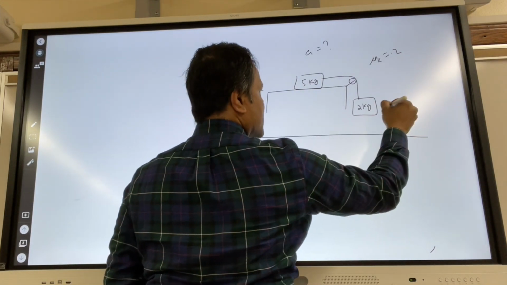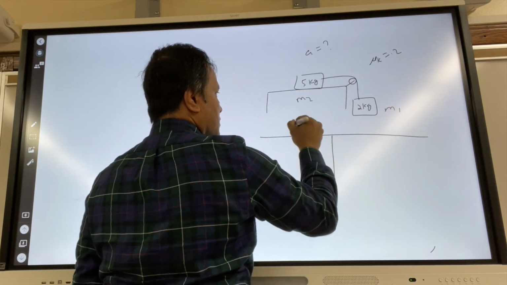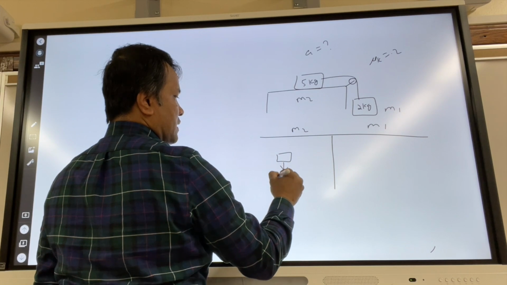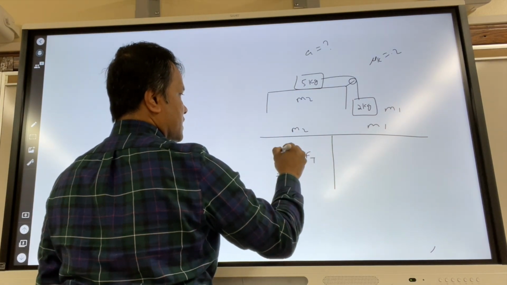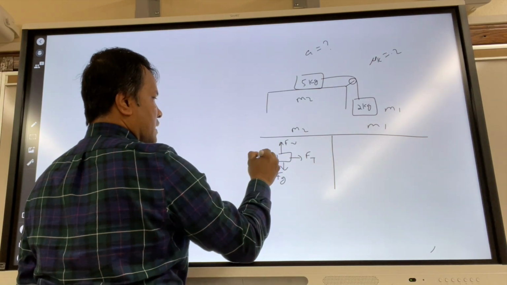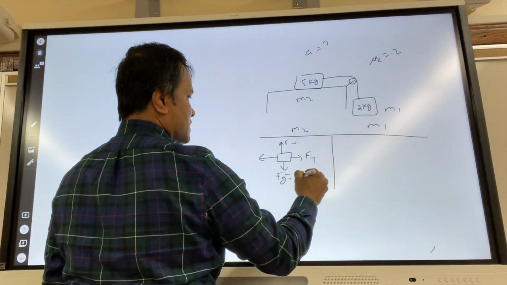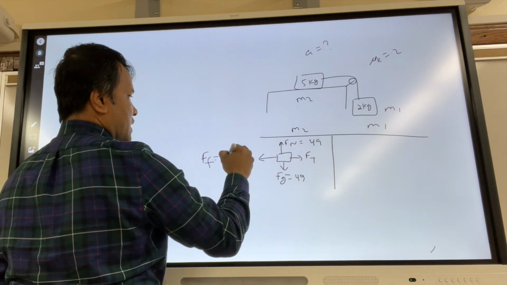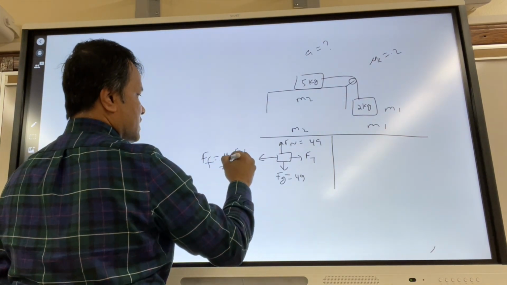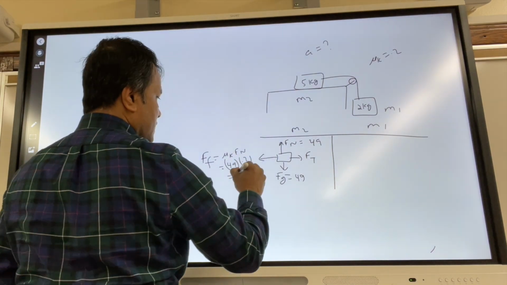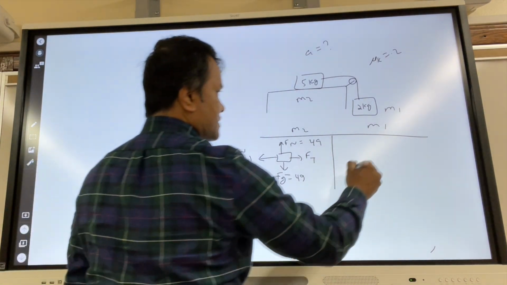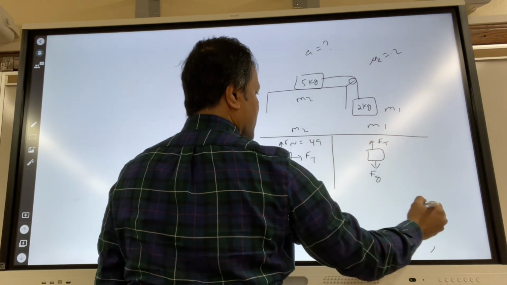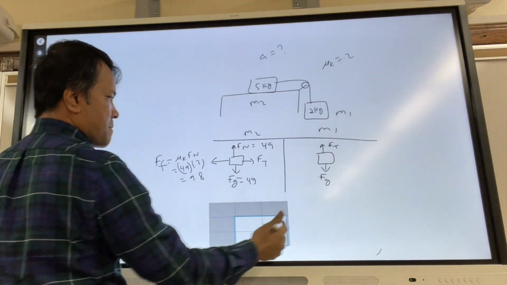So again, call this one mass 1, this one mass 2. How many forces are acting on it? Fg, Fn, Ff. Fn is 49, and Ff is mu k Fn, so 49 times 0.2, and that's it. So this one, how many forces acting on it? Fg and Ft. All right, so now we're gonna do Newton's second law.